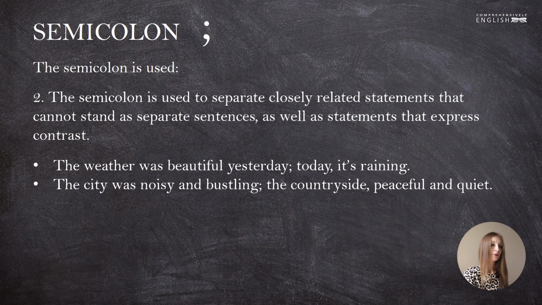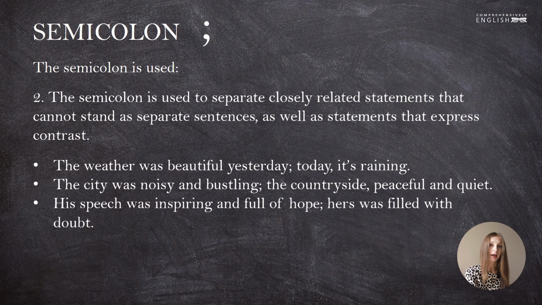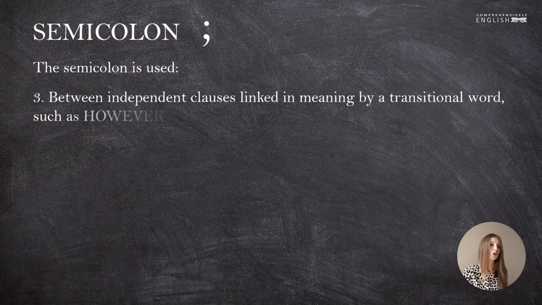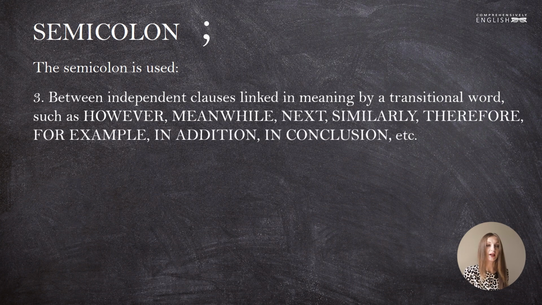And one more example: his speech was inspiring and full of hope; hers was filled with doubt. Again, these are two contrasting ideas in one sentence, and the semicolon is used to divide them. Now, the semicolon is also used between independent clauses that are linked in meaning by a transitional word. Such transitional words are, however, meanwhile, next, similarly, therefore, for example, in addition, in conclusion, and so on.